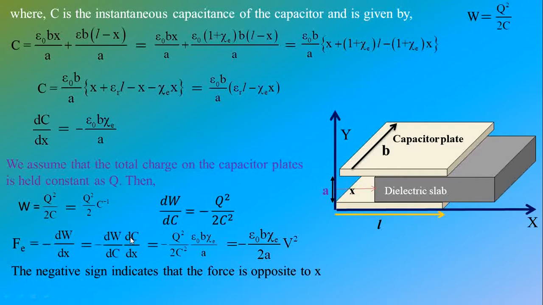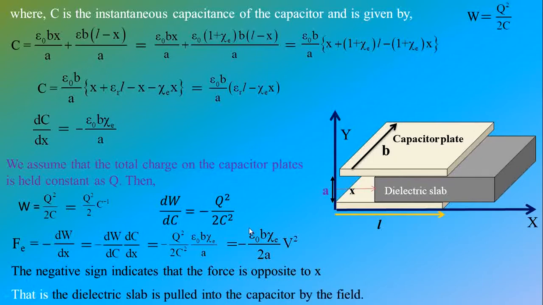In this way, we can find the force on the dielectric by an indirect method due to the complexity of the fringing field. The fringing field is the field in between the capacitor plates at the edge. In this way, the electric field attracts the dielectric, so that the dielectric slab is pulled into the capacitor by the field. So this is the force experienced by the dielectric slab while we are placing it in between the capacitor plates. Thank you.